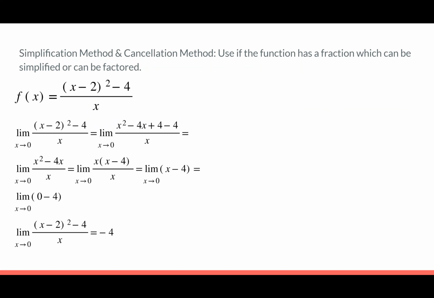Another way to evaluate a limit is the simplification and cancellation method, which can be used if the limit is in the indeterminate form, for example, 0 over 0. If we have the function (x minus 2 squared minus 4) all over x, the exponent can be expanded, which through multiple steps will result in x minus 4, and the limit of that as x approaches 0 is negative 4.